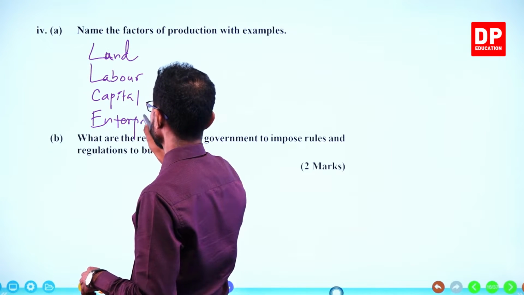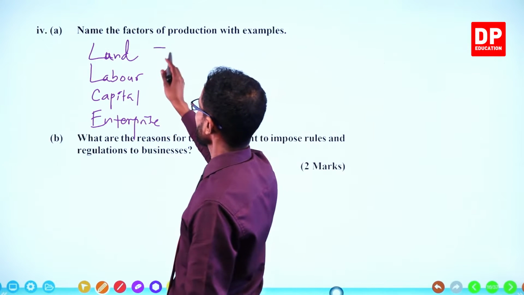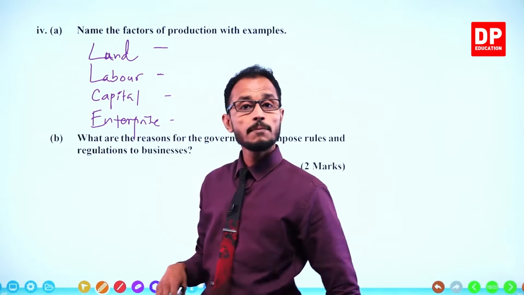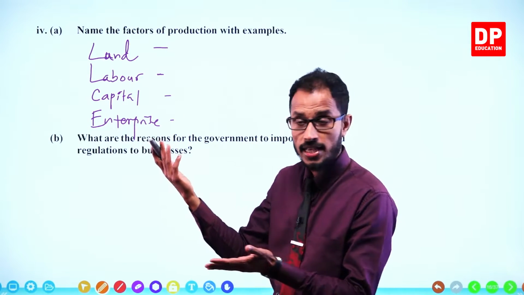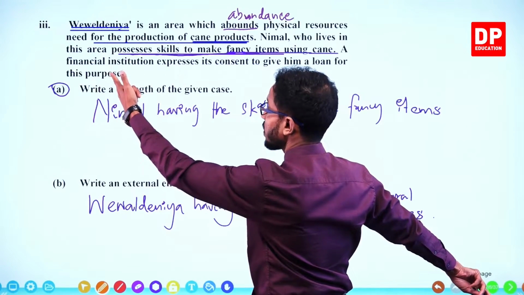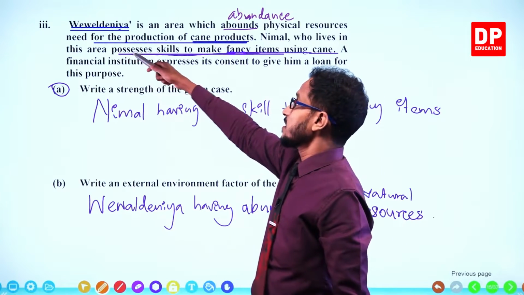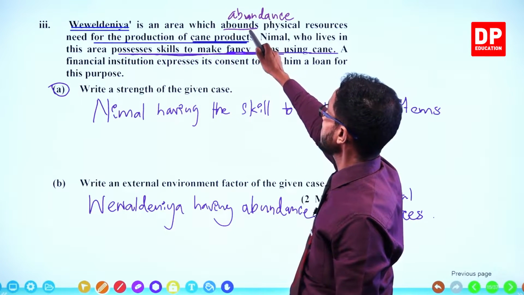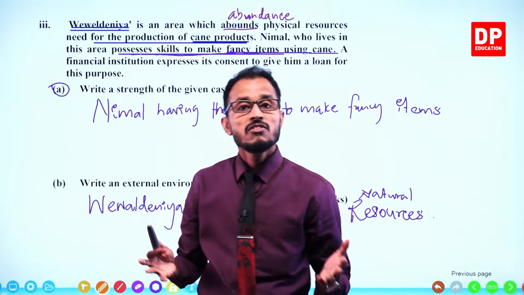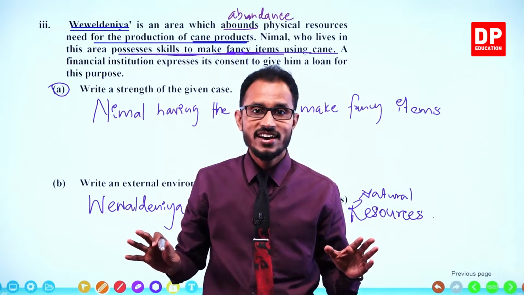Enterprise, okay? Examples. What are the examples from the case? You have to refer to the case. The case is somewhere over there, here. Valdania, an area which has an abundance of physical resources. Now, physical resources means Vale. Vale is a natural resource. More than enough you have.